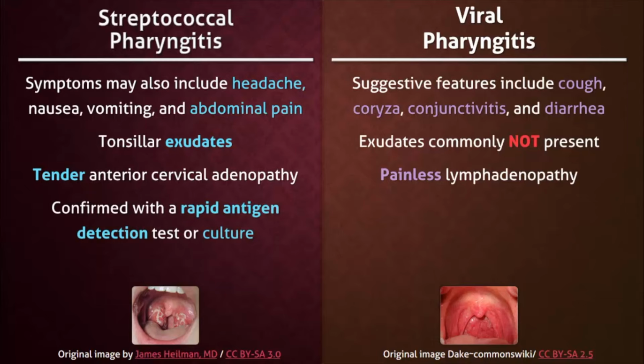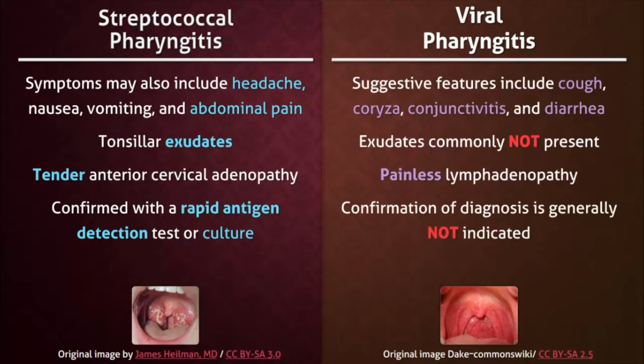Streptococcal pharyngitis must be confirmed with either a rapid antigen detection test or culture, while ancillary testing is generally not indicated when the etiology is viral. Strep throat is treated with antibiotics, while only supportive therapy is needed for viral pharyngitis.